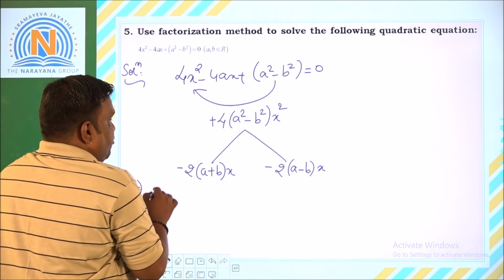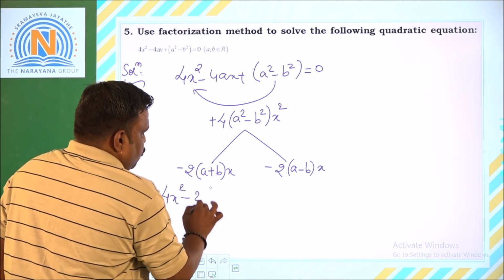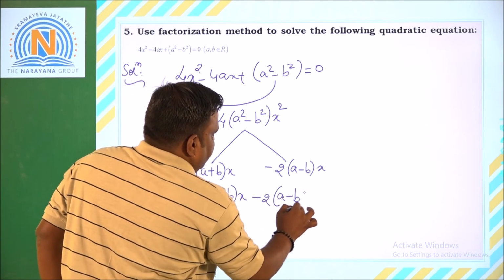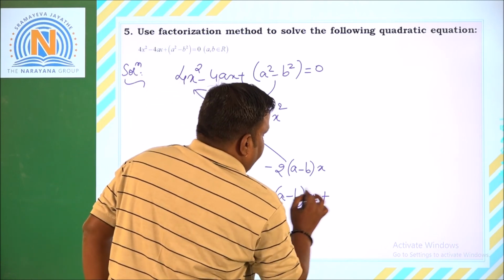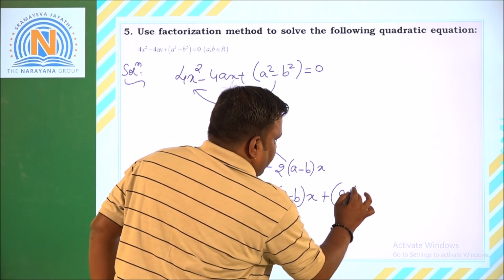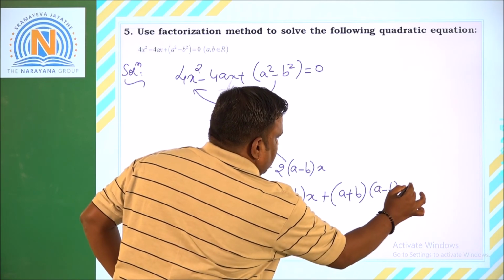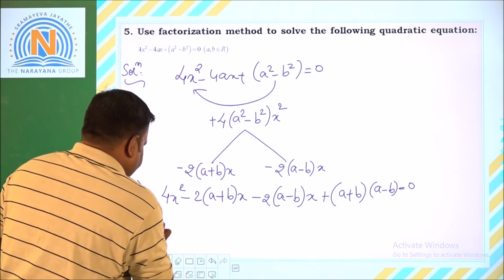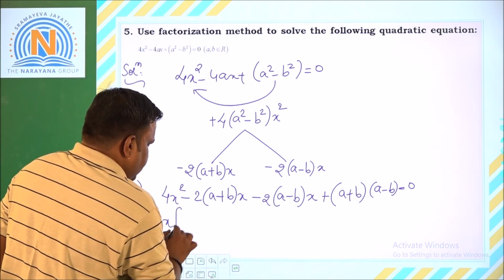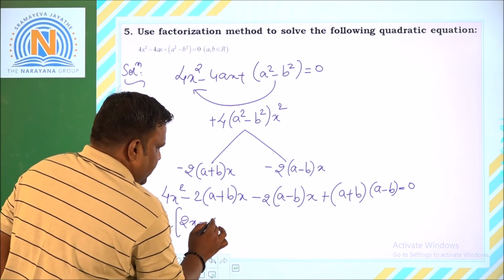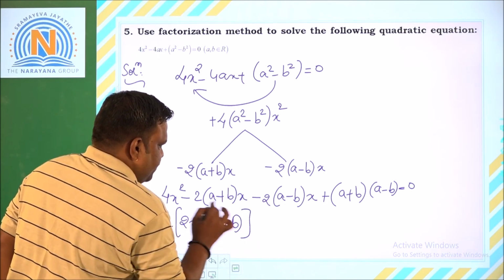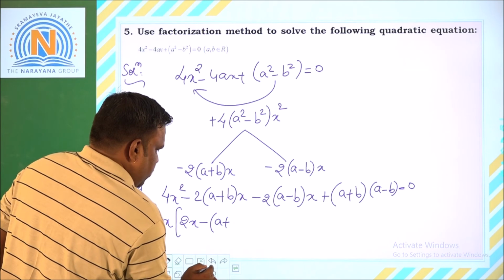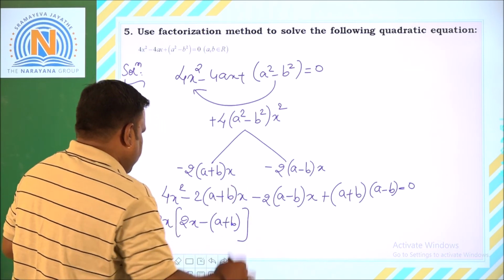So what will be our equation here? 4x square minus 2 into a plus b into x minus 2 into a minus b into x plus a square minus b square. Write it as a plus b into a minus b equal to 0. Now from the first two terms, take out 2x common. So when I take out 2x common, I will be left with 2x minus, this 2 moves outside, it will be only a plus b.